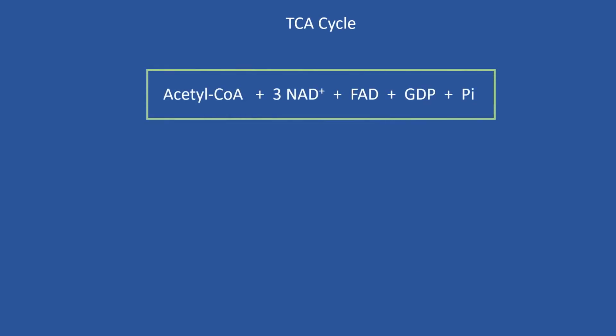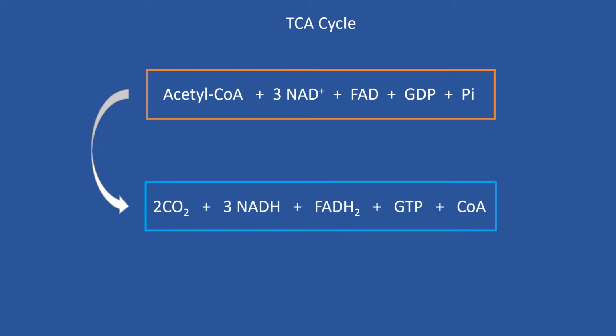The chemical reaction is as follows: Acetyl-CoA, plus 3 NAD+, plus FAD, plus GDP, plus a phosphate, yielding 2 CO2, plus 3 NADH, plus FADH2, plus GTP, plus CoA.